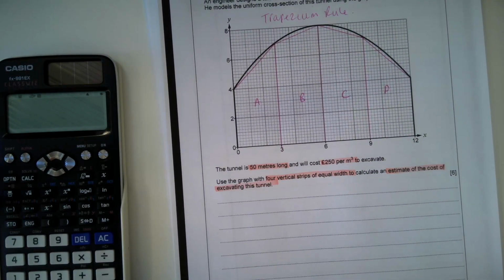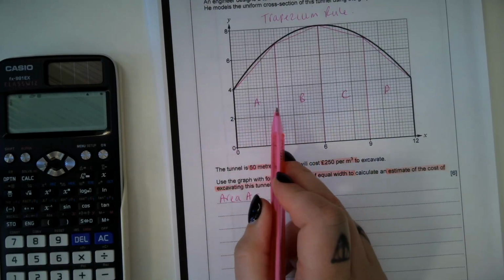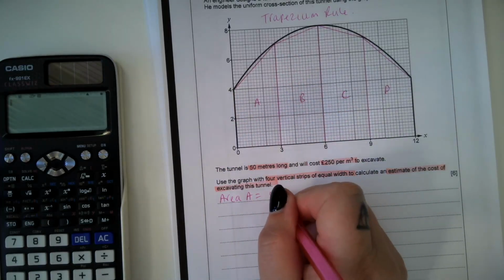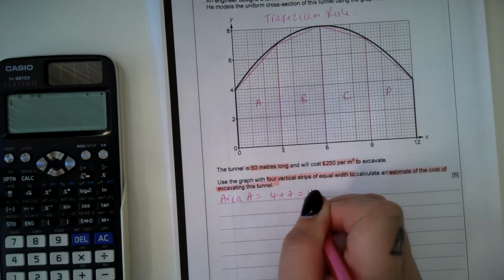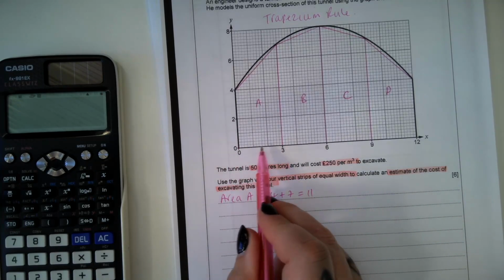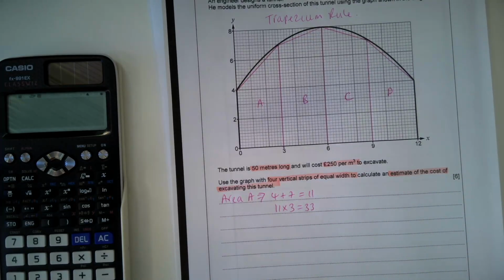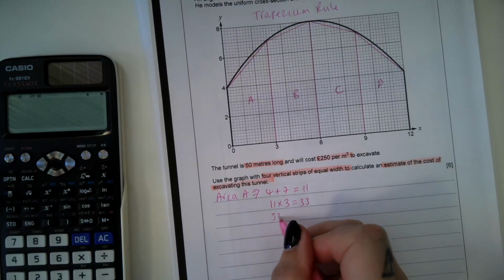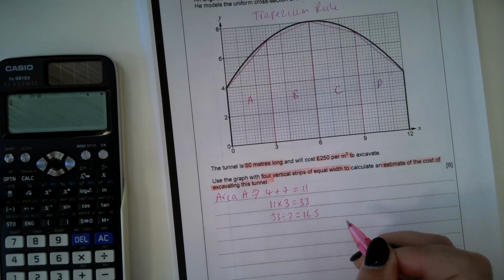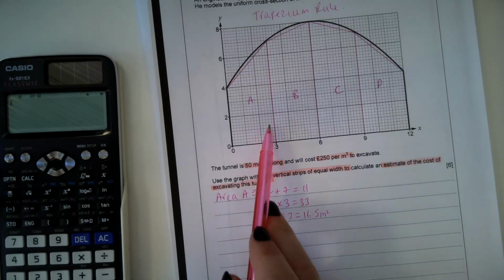So remember the area of a trapezium. So let's find the area of A. So we do the parallel sides. So this is 4 and this is 7. So we're going to do 4 plus 7 equals 11. And then we times it by the height, the distance between them, which is 3. 11 times 3 equals 33. And then we half it. So 33 divided by 2 is 16.5. Okay, so that's the area of that section.